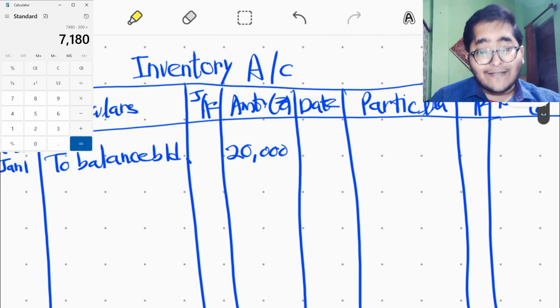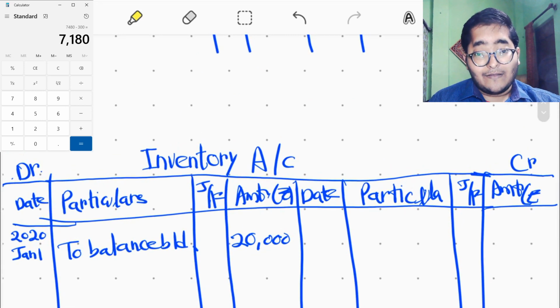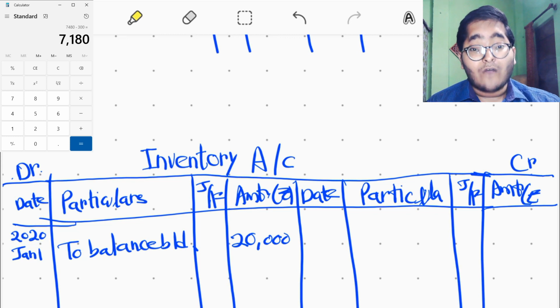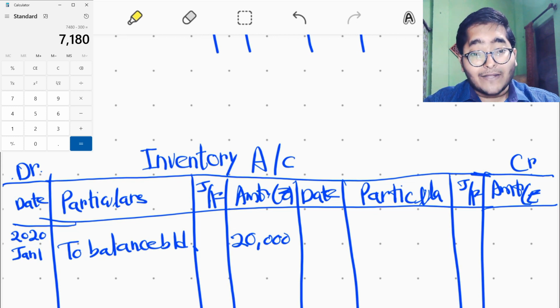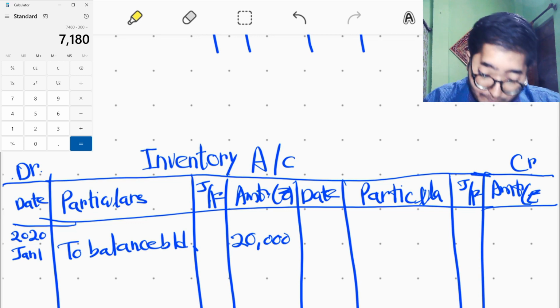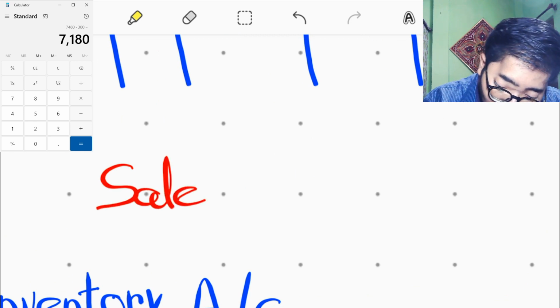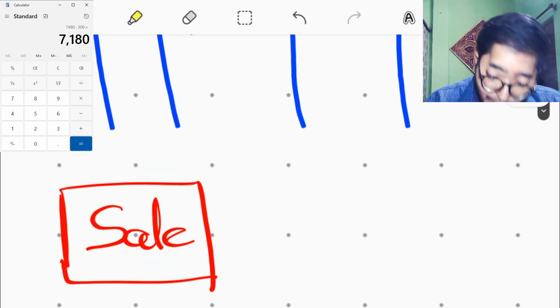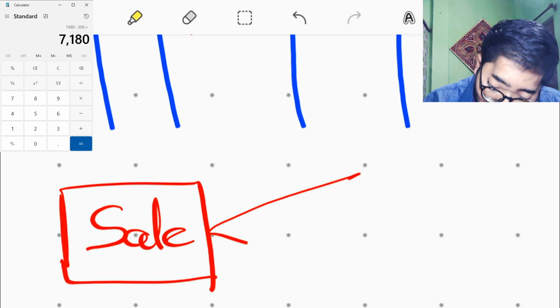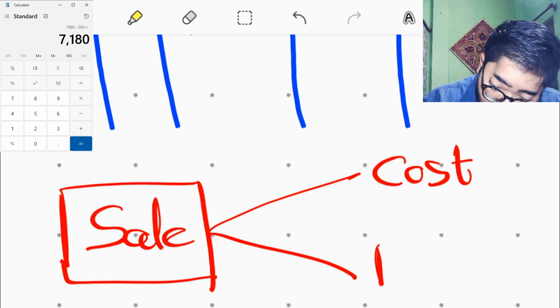Now there is an inventory account. एक inventory account है, but for the transactions of inventory, for the purchases we can debit the inventory, but for the sales we cannot credit the inventory. Why? In case of a sale, we are writing this sale value, but within this sale value there are two things included. One is the cost of the goods and the other portion is the profit.